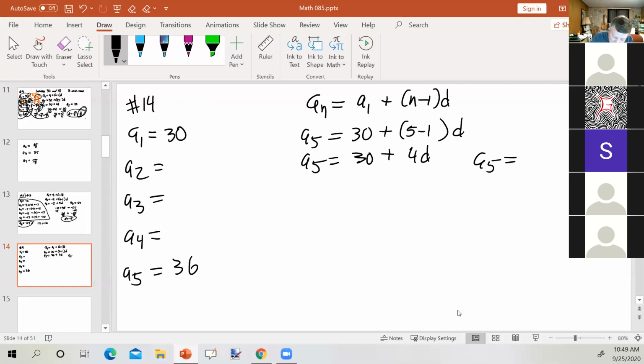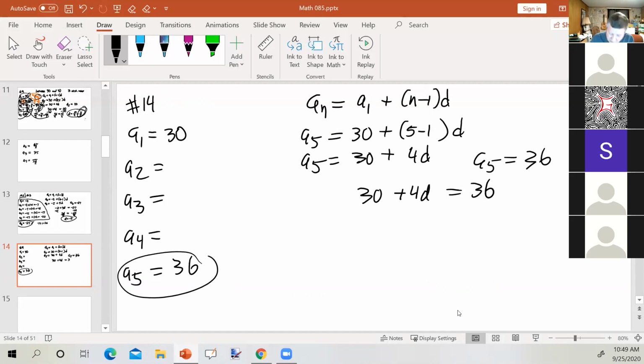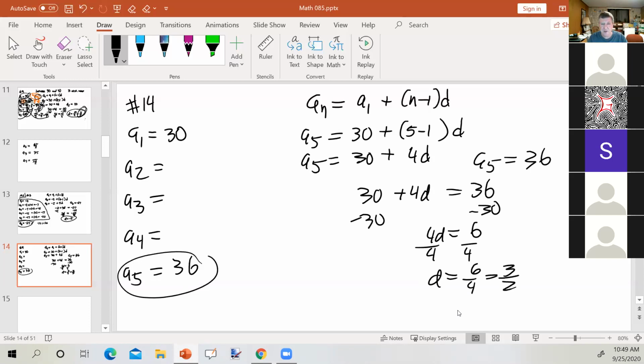But a sub 5 also equals 36. So 30 plus 4d equals 36. To solve for d, we subtract 30 and we get 4d equals 6. Divide by 4, d equals 6/4 or 3/2. So the common difference is 3/2.